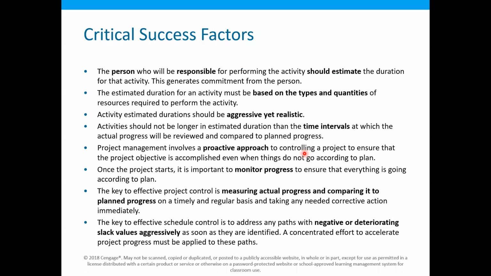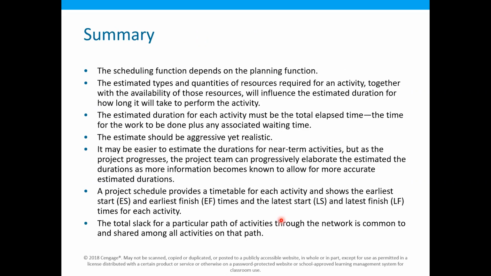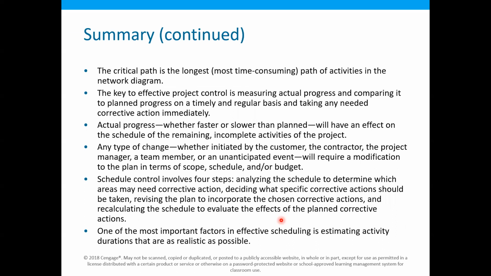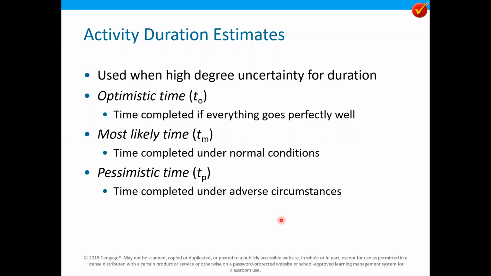And then after looking at this whole topic, we can learn a few lessons in the form of these critical success factors. So for example, the person who will be responsible for performing the activity should estimate the duration for the activity, etc. And then there are some more lessons which we have already looked at in this topic. So that is the critical success factors and the summary. And then there is an appendix for the probabilistic activity duration. So maybe you can also go through it.